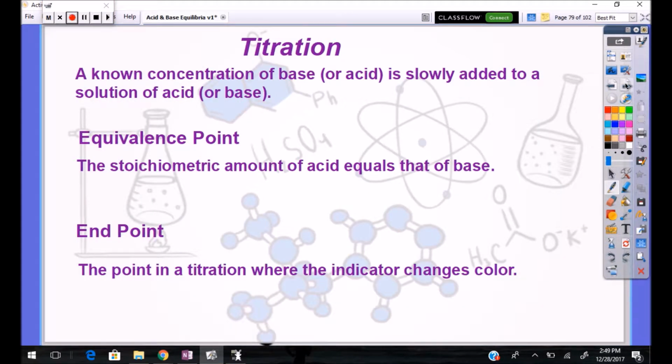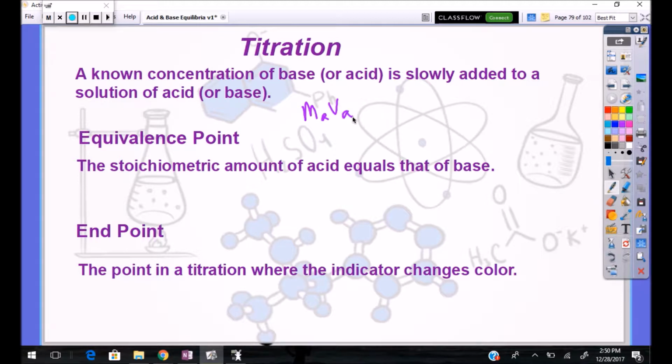As we've seen in the pre-lab, titration is when we have a known concentration of base and we slowly add it to a solution of acid, or vice versa, acid added to base. We usually don't know the concentration of the second one, so we're taking something we do know, adding it to something we don't know, in order to find what we don't know. The reason this works is based around the dilution equation.